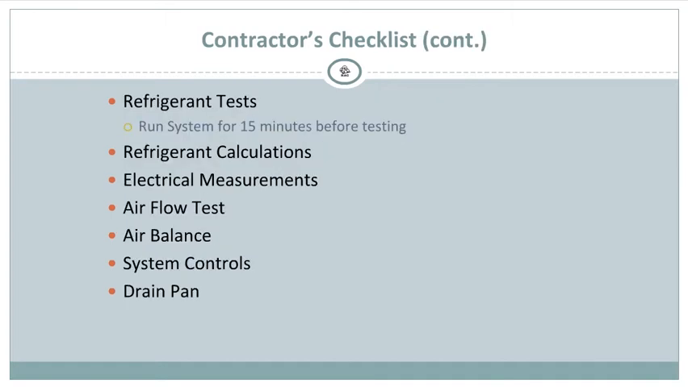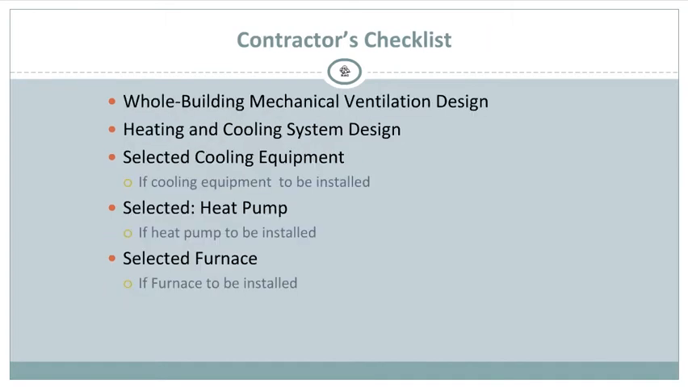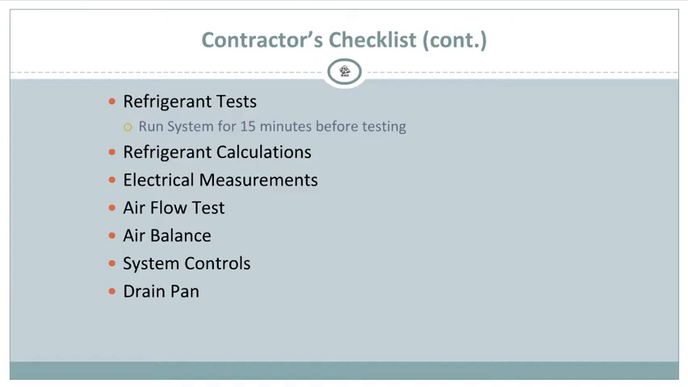Again, once you get to furnace selection, the verification by the builder ends here. He can only verify up to the furnace selection. After that, it either has to be a contractor verification, or it has to be a HERS rater coming in to verify all these tests.